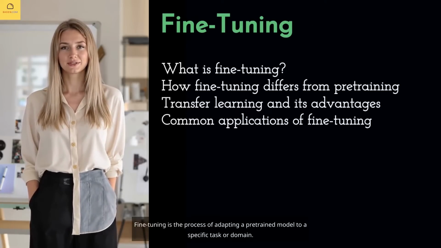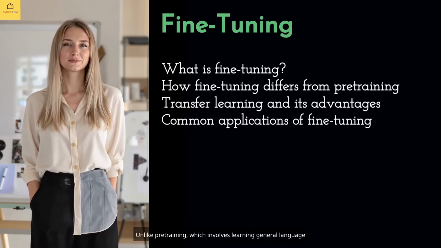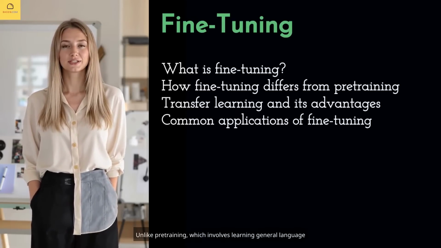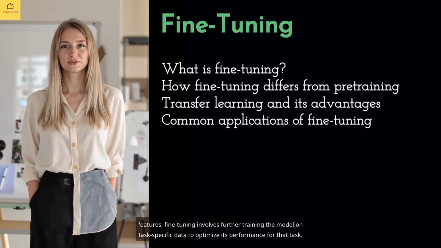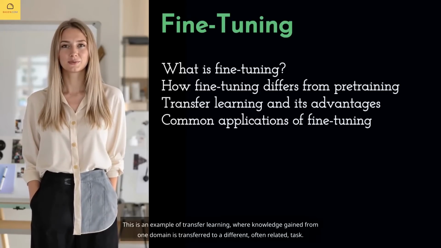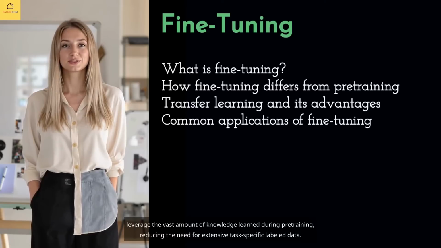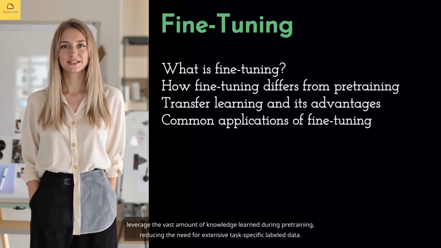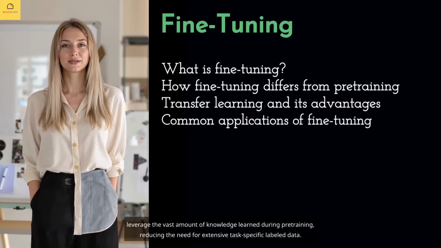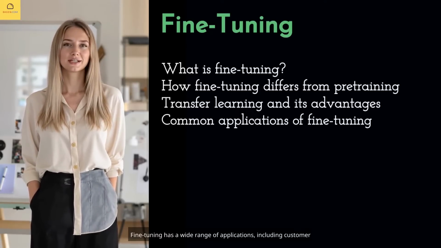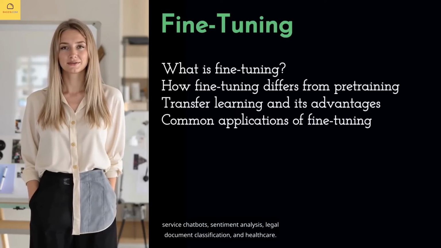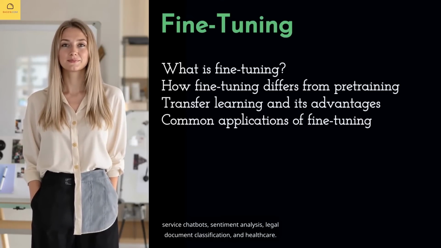Fine-tuning is the process of adapting a pre-trained model to a specific task or domain. Unlike pre-training, which involves learning general language features, fine-tuning involves further training the model on task-specific data to optimize its performance for that task. This is an example of transfer learning, where knowledge gained from one domain is transferred to a different, often related, task. The primary advantage of fine-tuning is that it allows the model to leverage the vast amount of knowledge learned during pre-training, reducing the need for extensive task-specific, labeled data. Fine-tuning has a wide range of applications, including customer service chatbots, sentiment analysis, legal document classification, and healthcare.